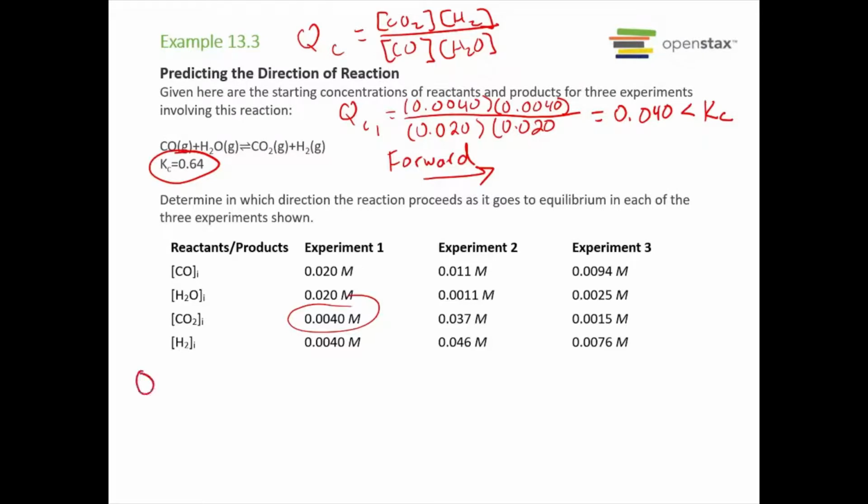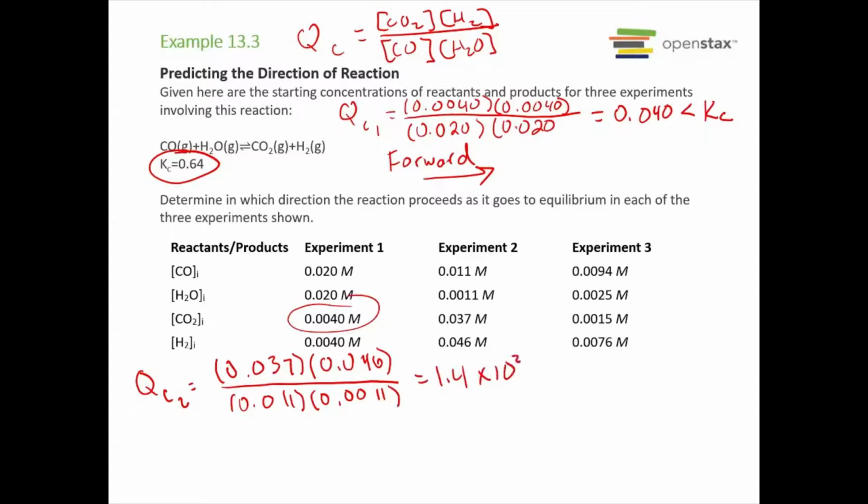For experiment 2, we have for our top, for CO2, 0.037 times H2, 0.046, divided by our reactants, 0.011 times 0.0011. And this gives us 1.4 times 10 to the second power. Okay, so this is greater than Kc. So that means the reverse reaction is going to be favored.